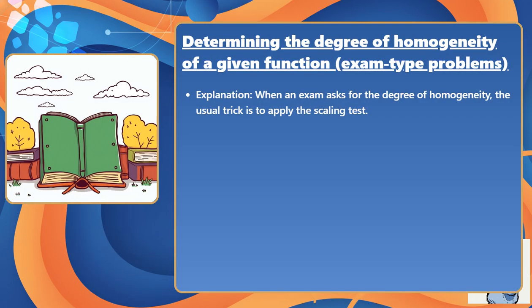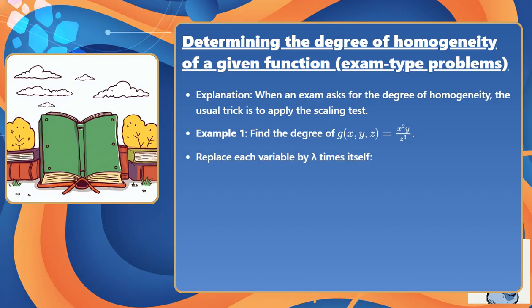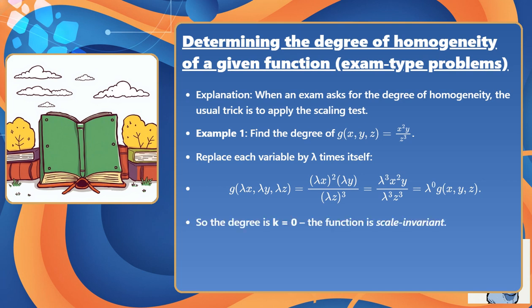Explanation: when an exam asks for the degree of homogeneity, the usual trick is to apply the scaling test. Example 1: find the degree of g(x, y, z) = x²y/z³. Replace each variable by λ times itself. g(λx, λy, λz) = (λx)²(λy)/(λz)³, which simplifies to λ³x²y/(λ³z³), which equals λ⁰ g(x, y, z). So the degree is k = 0; the function is scale invariant.